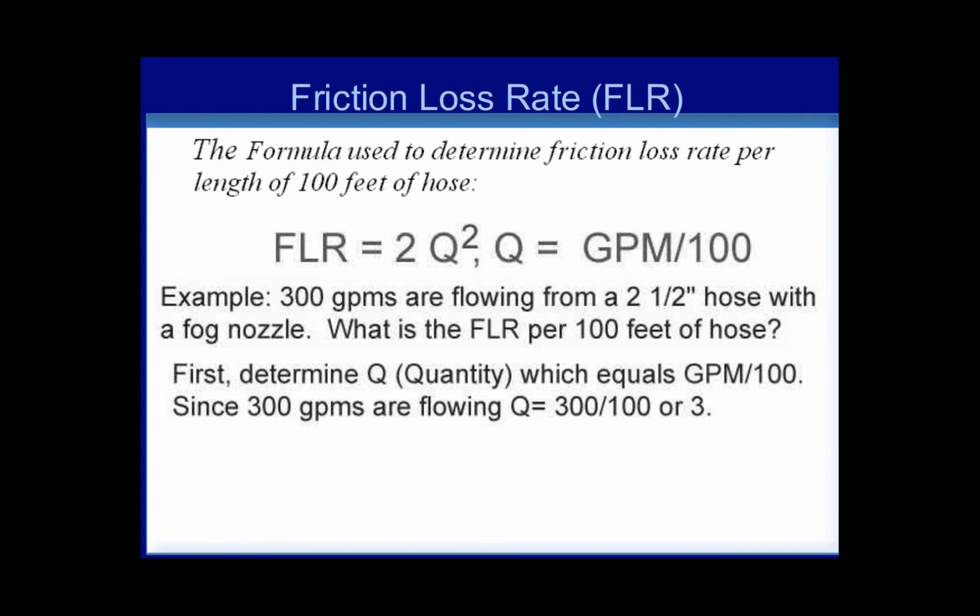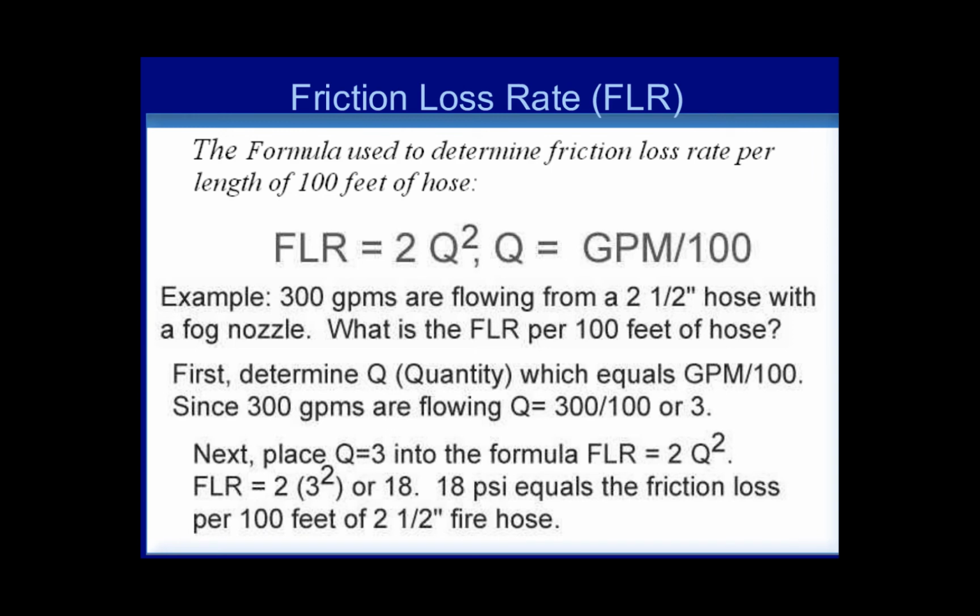First, determine Q for quantity, which equals GPM divided by 100. Since 300 GPMs are flowing, Q equals 300 divided by 100, or simply 3. Next, place Q equals 3 into the formula FLR equals 2Q squared. FLR equals 2 times 3 squared, or 18. 18 psi equals the friction loss per 100 feet of 2.5" fire hose.